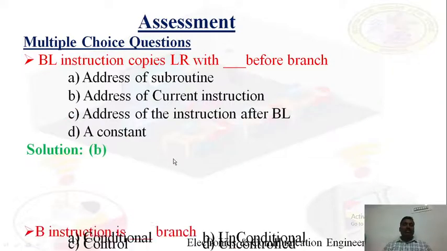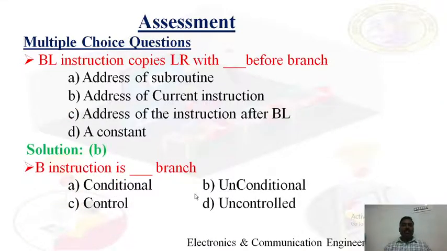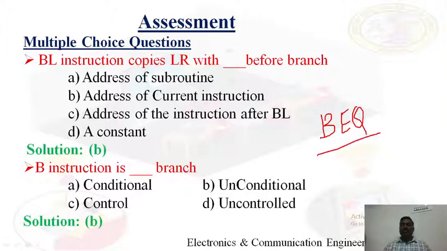Okay, so we'll see now. Next, B instruction is a conditional, unconditional, control and uncontrolled. So you can guess the answer for this B instruction is answer B, that is unconditional. We have not applied any condition here, because if you apply a condition, say for example BEQ, that is branch if equal, this instruction is nothing but a conditional branch instruction. It will jump to the corresponding address only if the Z flag is set to 1. Okay, so this is all about the multiple choice questions.